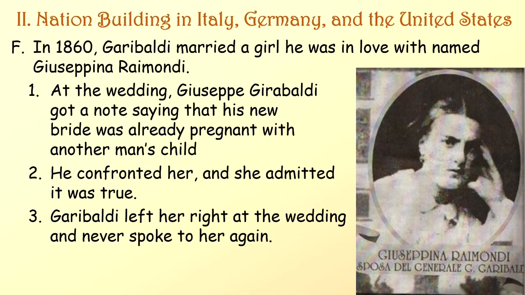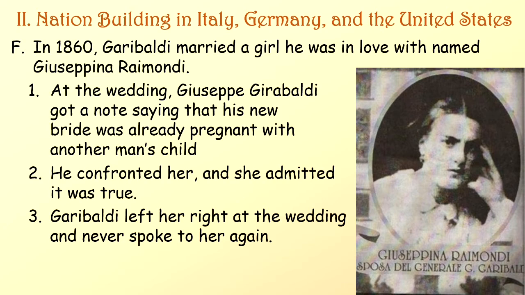In 1860, Garibaldi married a girl he was in love with named Giuseppina Raimondi. And at the wedding, Giuseppe Garibaldi got a note saying that his new bride was already pregnant with another man's child. He confronted her, and she admitted it was true, and Garibaldi left her at the wedding and never spoke to her again.